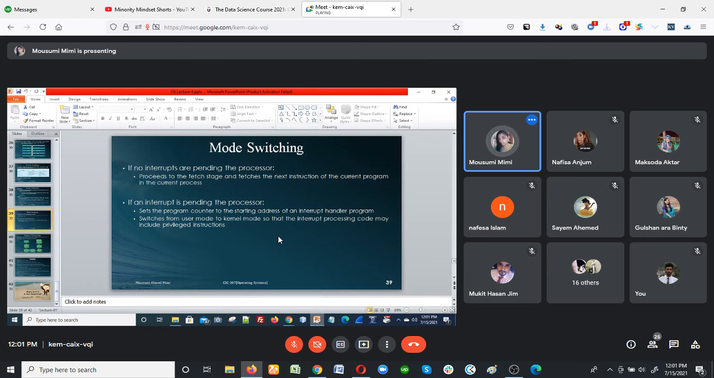Another good example is that if you go to the control panel, you can see lots of hidden applications running that we have no idea about, that we don't know what they actually are. These are also handled by your kernel mode.